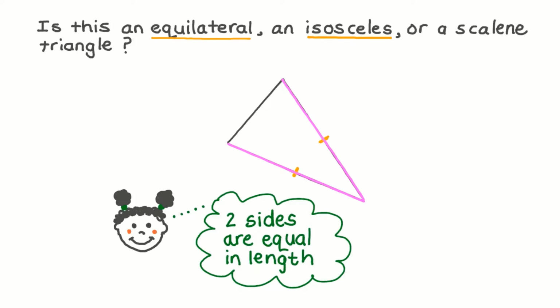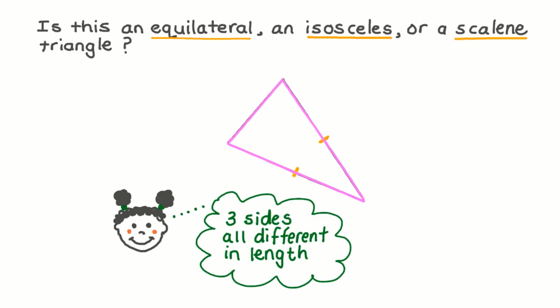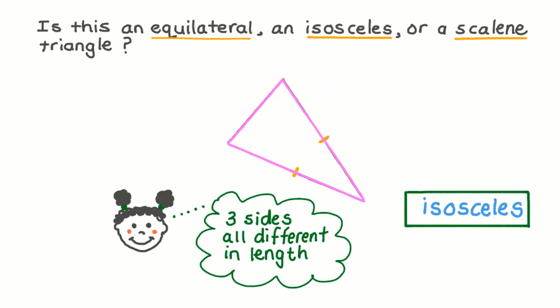We know that isosceles triangles have 2 sides which are equal in length. The given triangle is an isosceles triangle. We know it's not a scalene triangle because scalene triangles have 3 sides all different in length. This triangle is an isosceles triangle. We know this because 2 of its sides are equal in length.